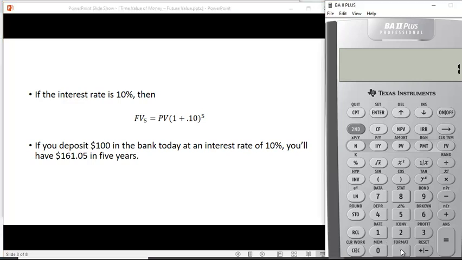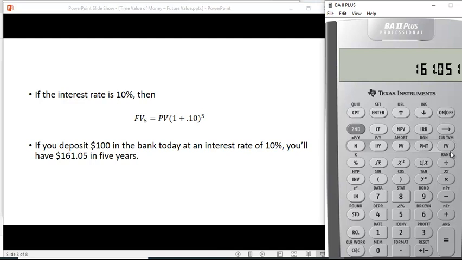So if we take 1.1 and we raise it, you hit the y to the x key to raise to a power, to the 5th power, we get 1.61051, and if we multiply it by 100, we can see even before we multiply, it's going to be $161.05.